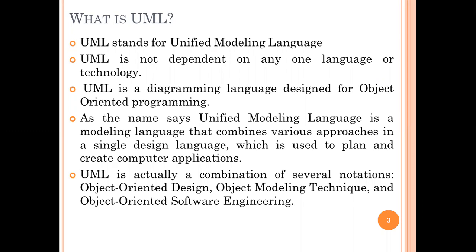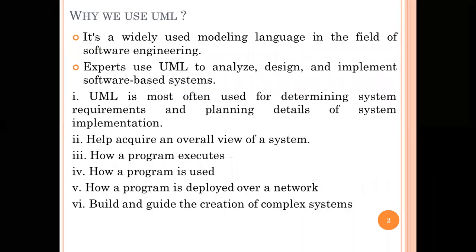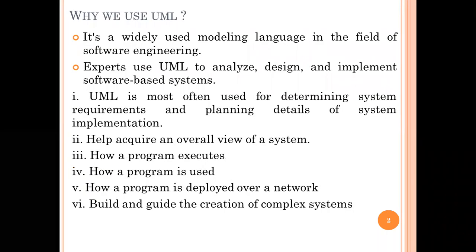UML is actually a combination of several notations, like object-oriented design, object modeling techniques, and object-oriented software engineering. So why do we use UML? Because it is a widely used modeling language in the field of software engineering. Whenever we are going to create any computer application or design any software, we have to model that application in the form of UML diagrams.